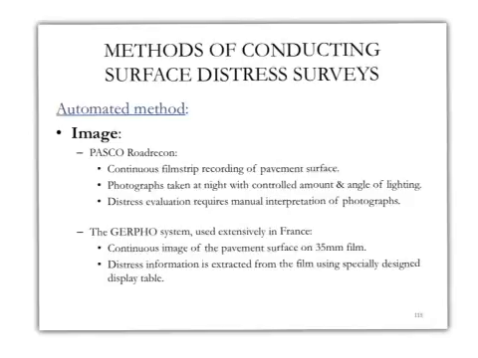This system was more advanced. It was some sort of continuous image of the pavement surface on still 35mm film, but the distress information was extracted from the film using a specially designed display table. So instead of looking at the picture manually and trying to identify what type of distress and the extent and severity, now it was hooked up with the display table that made the identification of those distresses much easier.